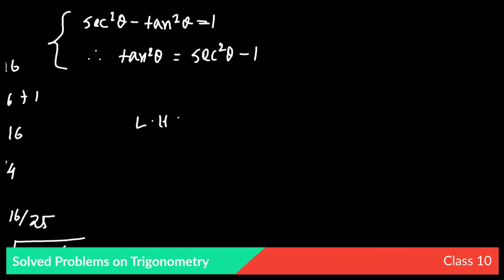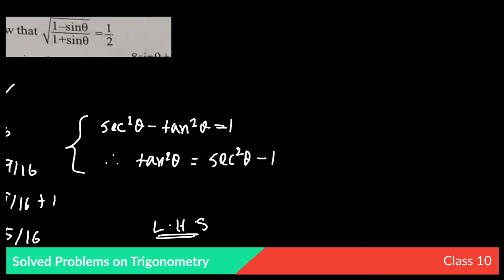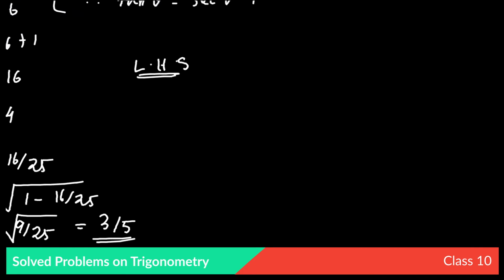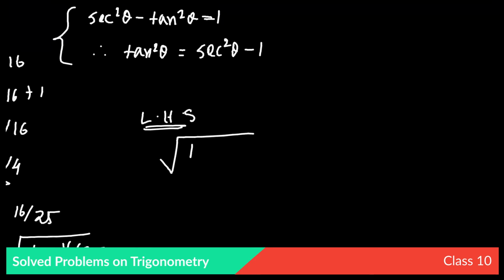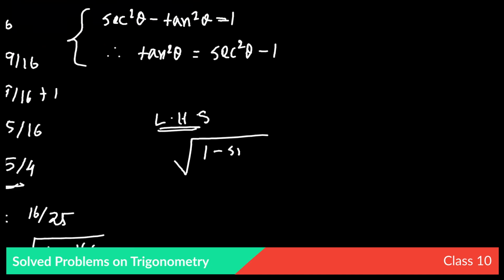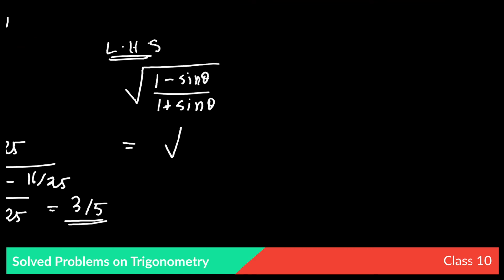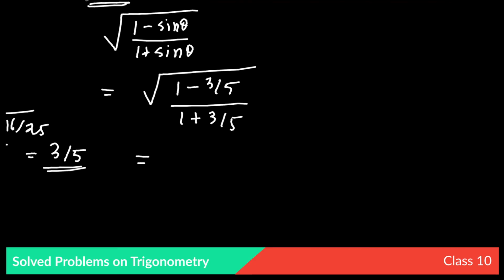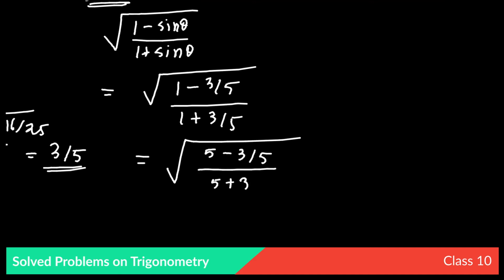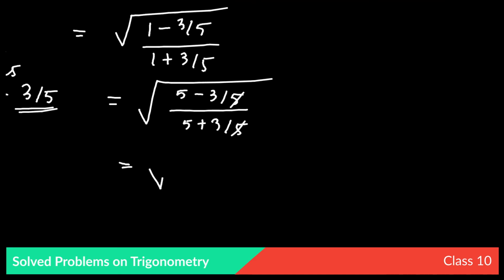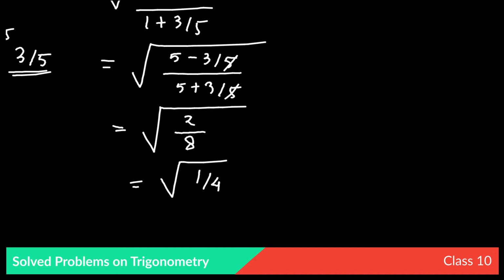If we put the value of sin theta in the LHS, what is given in the LHS? It is root over (1 minus sin theta) by (1 plus sin theta). So it is root over (1 minus 3 by 5) by (1 plus 3 by 5). Now simplify the calculation: (5 minus 3) by 5 over (5 plus 3) by 5. The 5s cancel. So it is root over 2 by 8, that is root over 1 by 4, and root over 1 by 4 means half. So it is equal to the RHS.